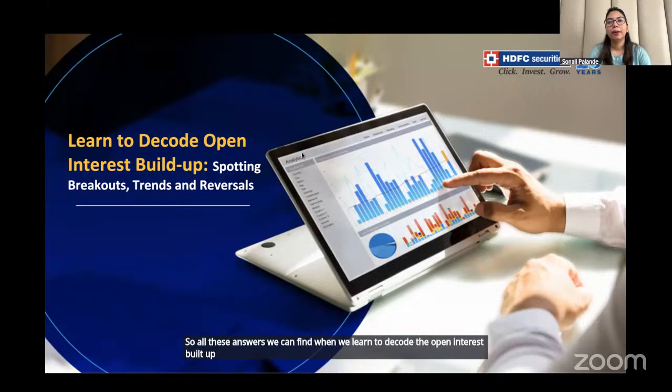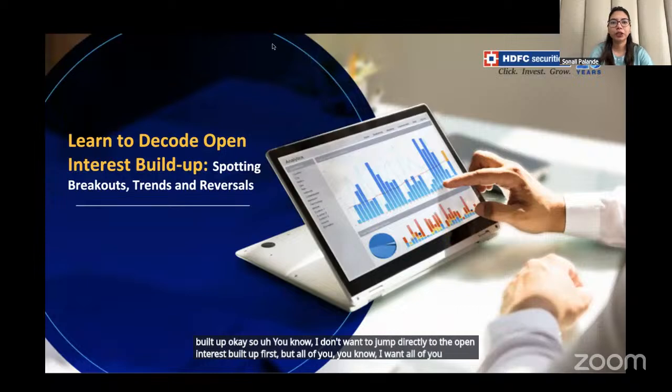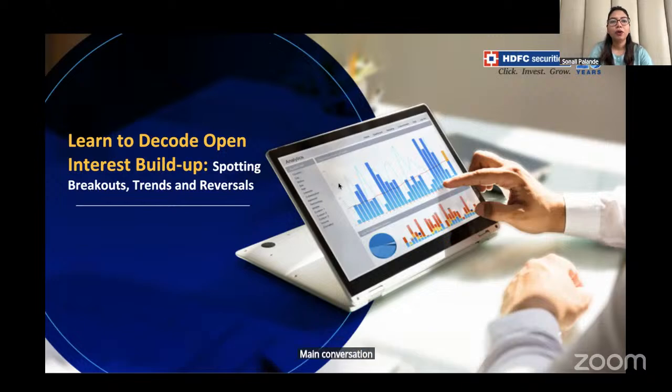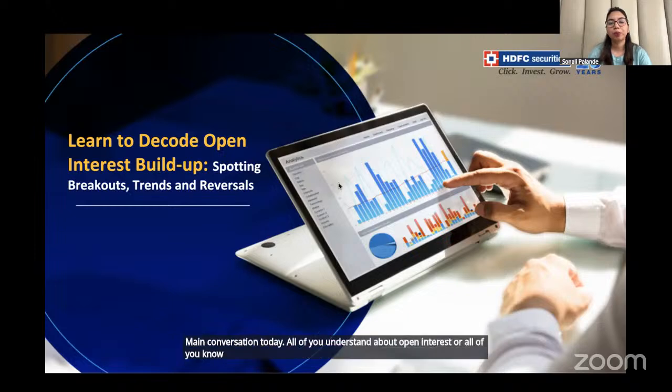I don't want to jump directly to the open interest build up first, but I want all of you to answer one or two questions before we start the main conversation today. Do all of you understand open interest, or know how to analyze the option chain? Let me know yes or no, so that I will understand where to start. If the majority of you say that you don't know these concepts, I can take it from scratch. Otherwise we can jump in directly to the open interest build up.